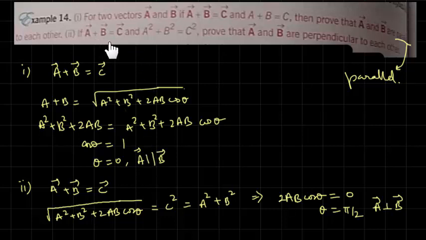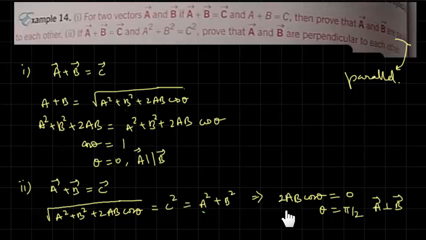For the second part, if a plus b is equal to c and a square plus b square is equal to c square. So again LHS will be a square plus b square, and that is equal to c square, and a plus b is c, so magnitude of a plus b is magnitude of c. Magnitude of a plus b is this, which is equal to magnitude of c, which is c square, which is equal to a square plus b square as is given in the problem.